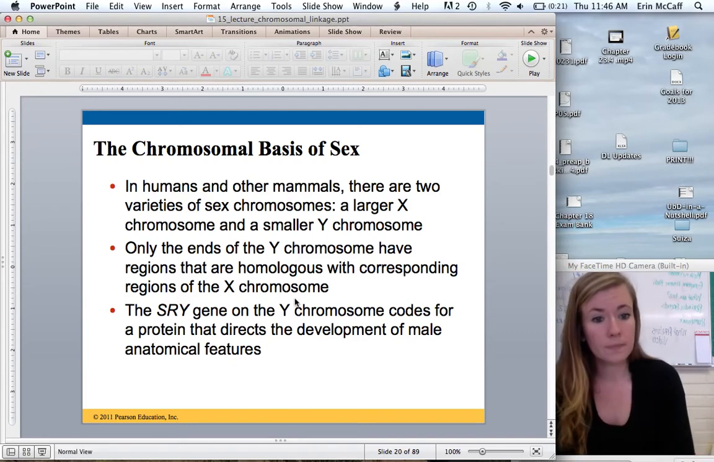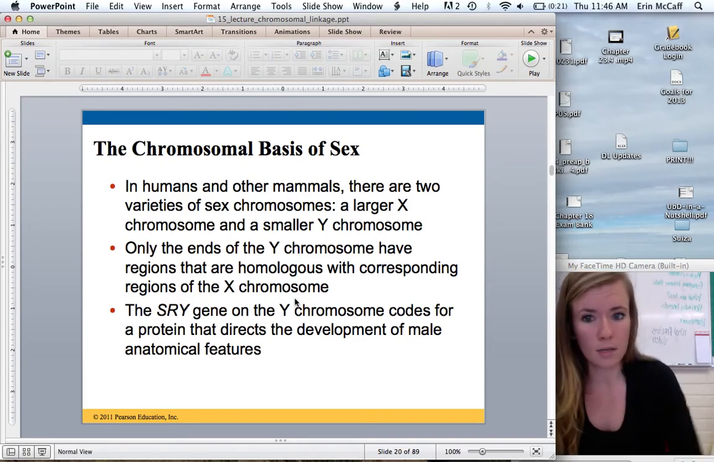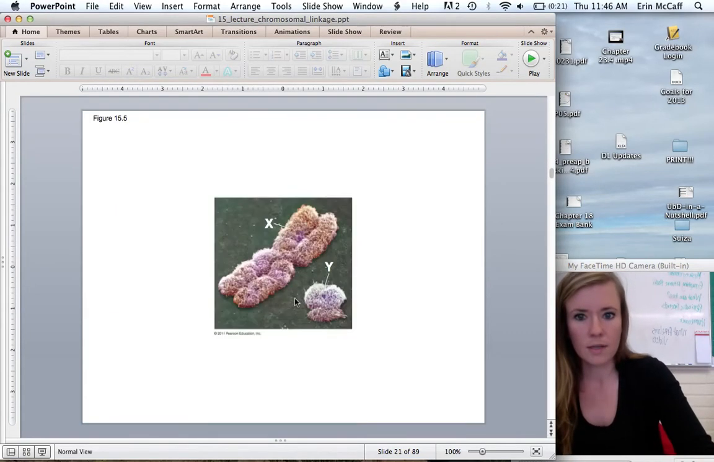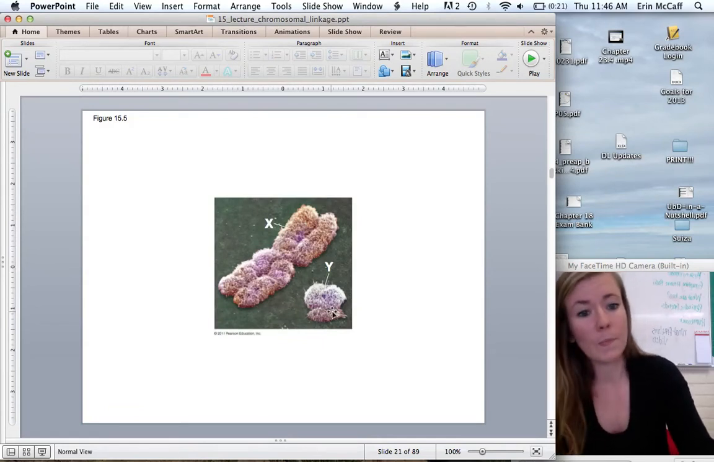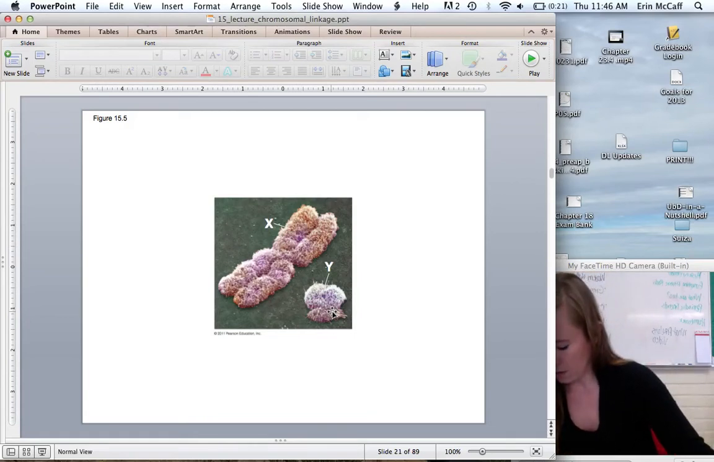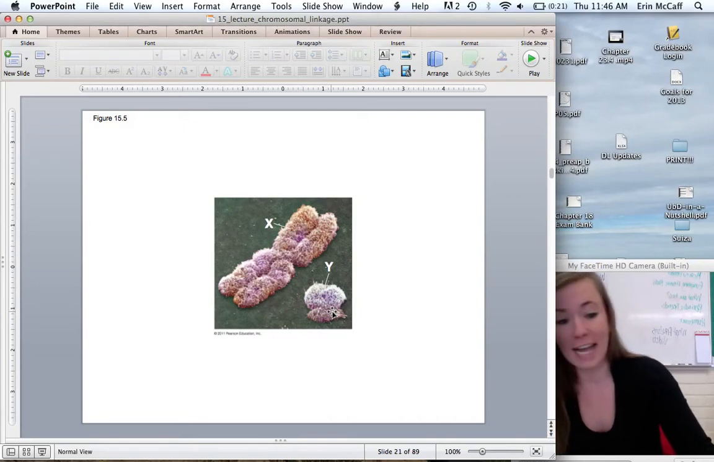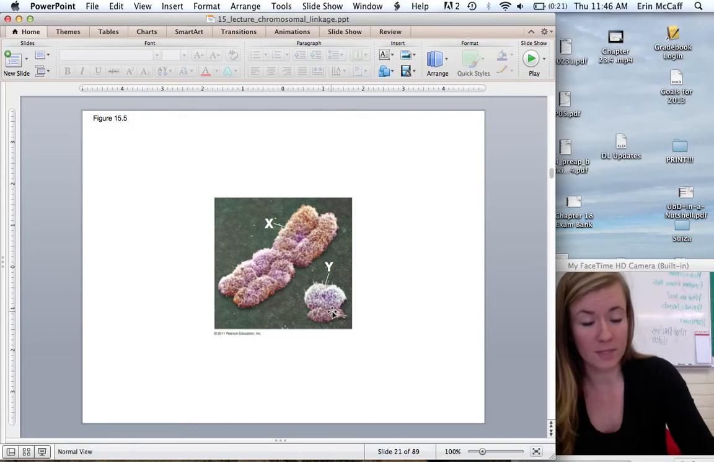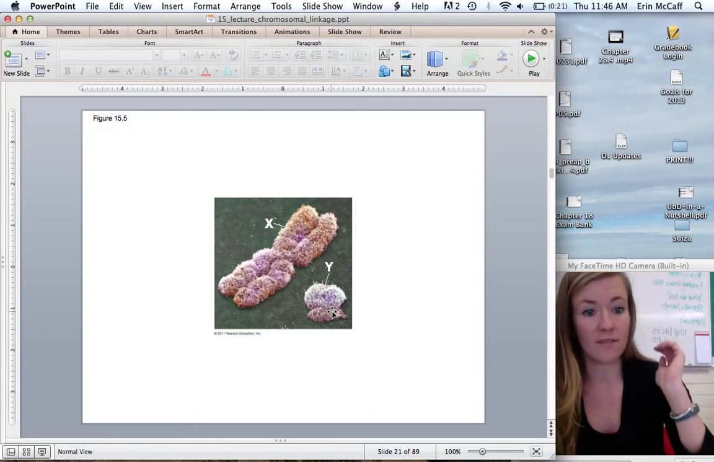On the Y chromosome, it's very small compared to the X. I'll show you the picture. It's very small compared to the X. There's the Y, there's the X, because it really contains one important piece of information, and that is called the SRY gene. The SRY gene stands for the sex-determining region of the Y chromosome.